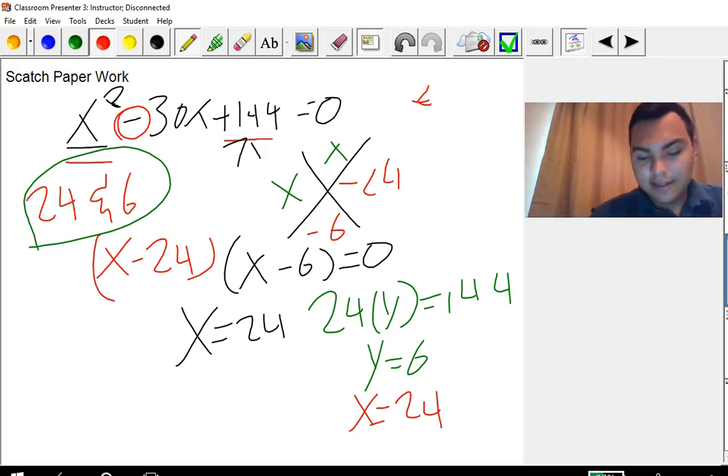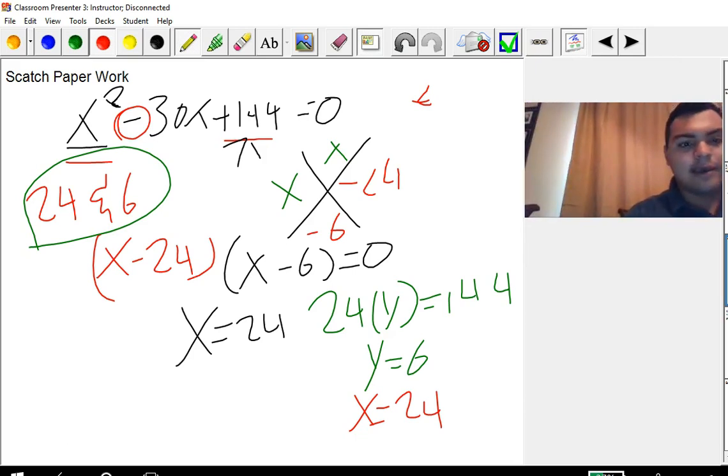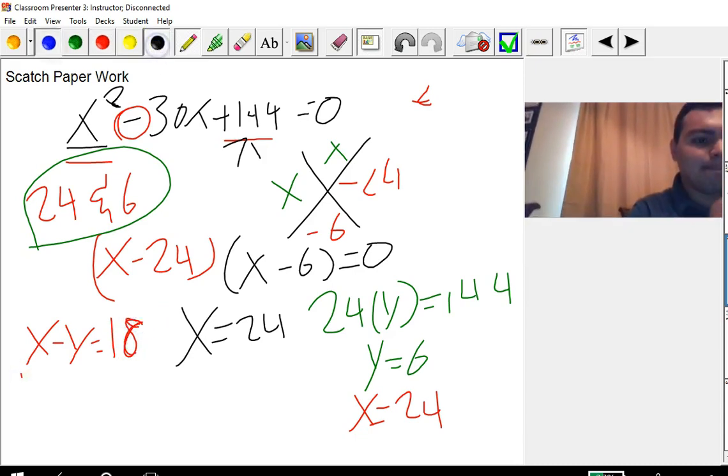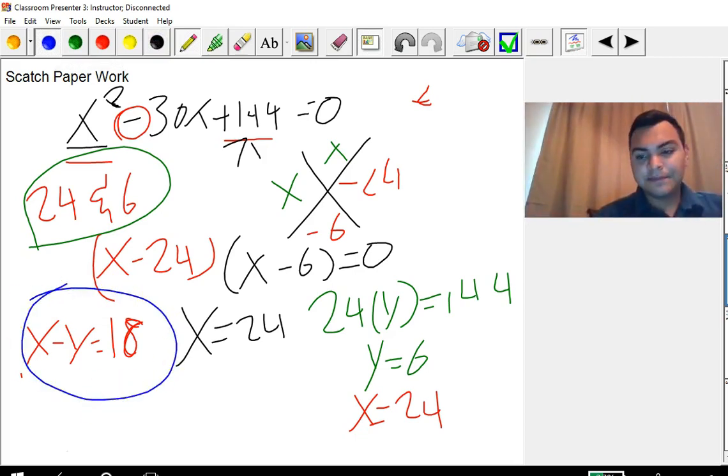So we know that it's asking for what's x minus y. So we know that x minus y equals 18. And that's your answer, right there. That is your answer. x minus y equals 18. I hope I made that clear.